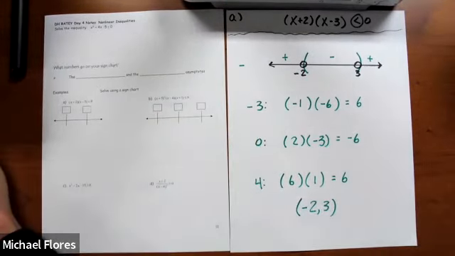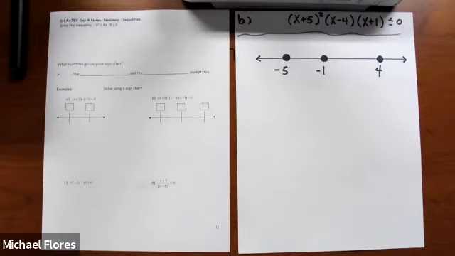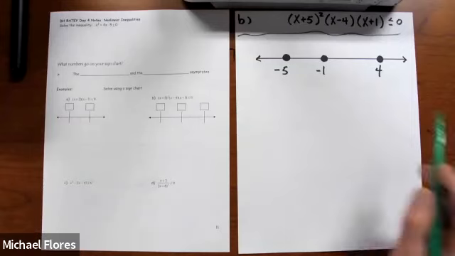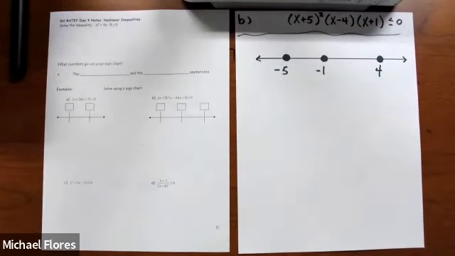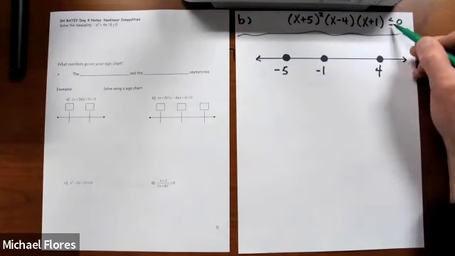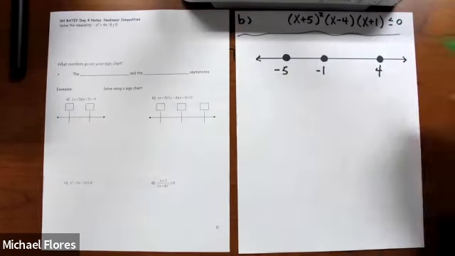That is your answer for example A. Example B. Take these, set them equal to 0 and solve, draw up a number line, plot them accordingly. Note that it's less than or equal to, so all of these are bubbled in.